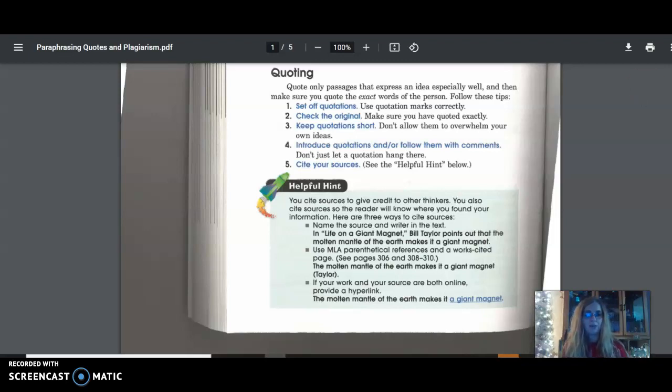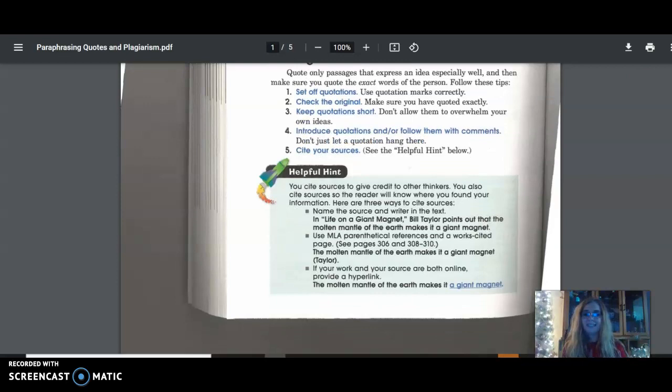And down here is our helpful hints. You cite sources to give credit to other thinkers. You also cite sources so the readers will know where you found your information. Here are 3 ways to cite your sources. Name the source and writer in the text, and here is our example.